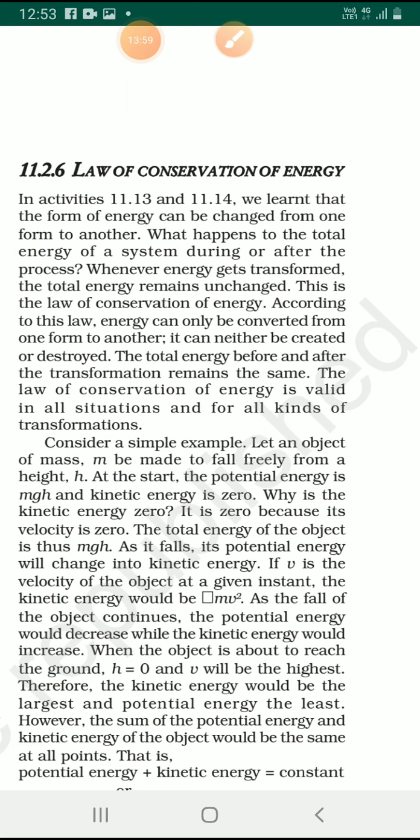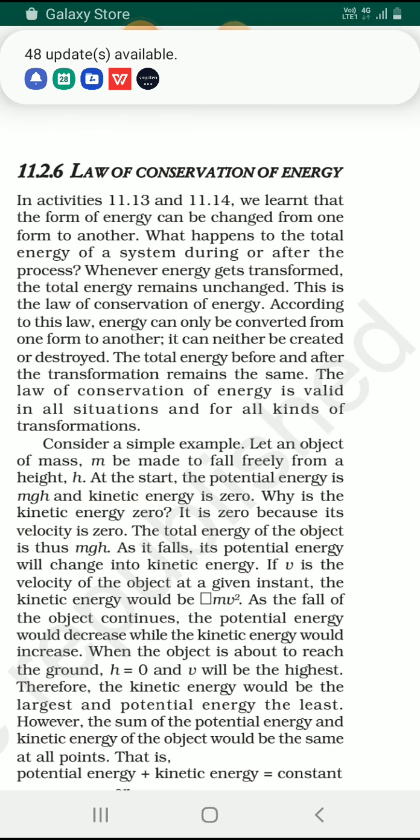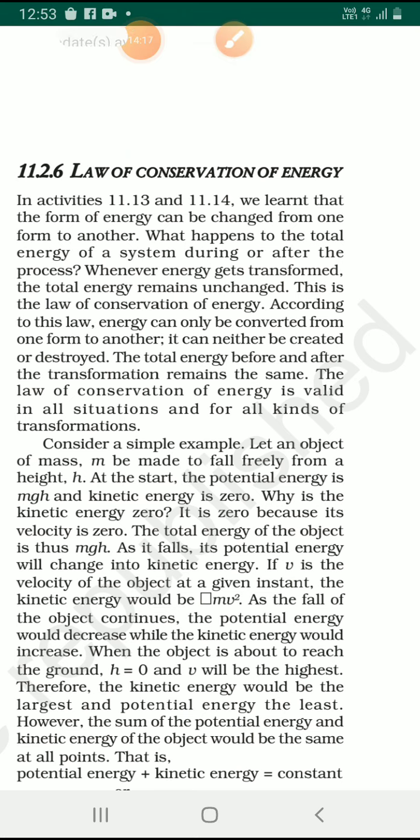For example, do you know who has created the heat energy, the light energy, the mechanical energy? All these energies are created by God, isn't it? They are not created by human beings. So it means we cannot create energy, and we cannot destroy it either.